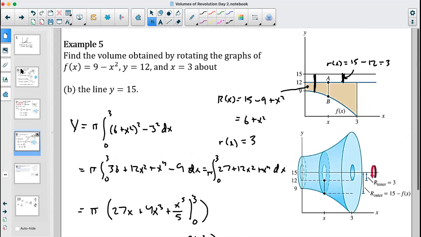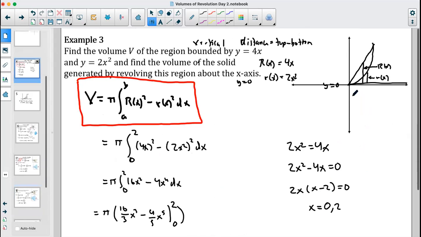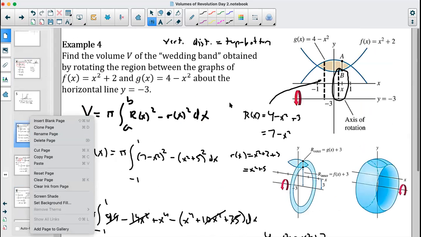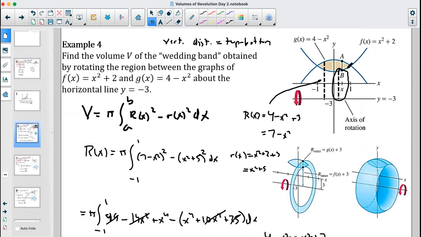So you can see from all the examples we did, in this one the top was a curve, quote unquote. It's not a horizontal line, and the bottom was also a curve, but it's still top minus bottom. There's still big R squared minus little r squared. We find the r's by doing top minus bottom. And this one was 2 curves, but that's okay. Here's the axis of rotation. Big R is the distance from the curve to the axis. Little r is the distance from the inner curve.